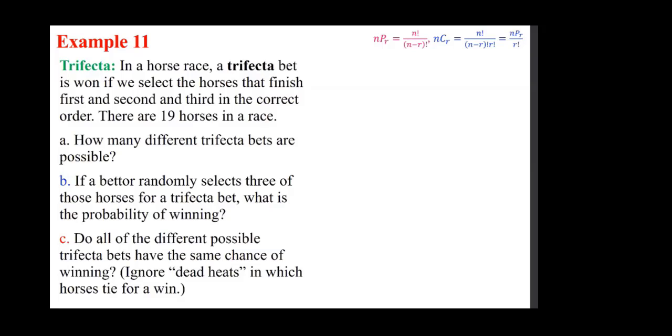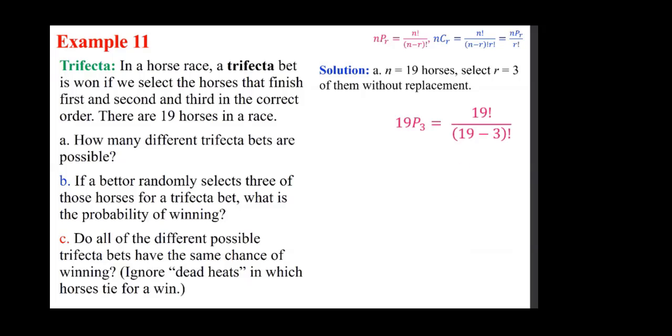Now we need to figure out whether order is important or not. Because a trifecta refers to finding out the proper order of winning the race, it is a permutation of 19 choose 3, n factorial over n minus r factorial, and you take it from there. The denominator is 16 factorial, and for the top we can write 19 times 18 times 17 times 16 factorial. You end up with 5,814. The next one says, what is the probability of winning? There is only one way.